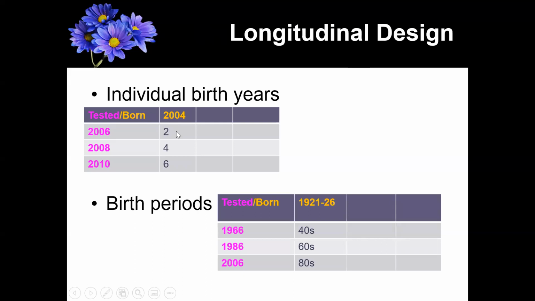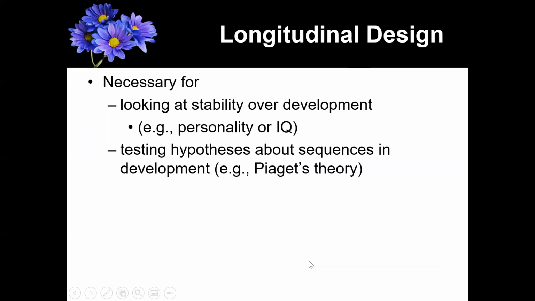You're just going to have the same person, or rather the same group of people, say born in 2004, test them when they're 2, test them when they're 4, again when they're 6. If you wanted to group people more broadly by a range of ages, well, you test people when they're in their 40s, when they're in their 60s, and when they're in their 80s.